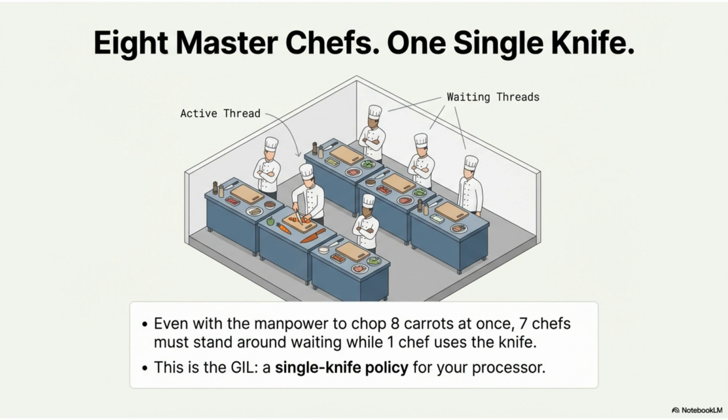Think of it this way. Imagine 8 master chefs sharing a single knife. Even with the manpower to chop 8 carrots, 7 chefs stand around waiting for the one active chef to finish. The GIL acts as this single knife policy for your processor.